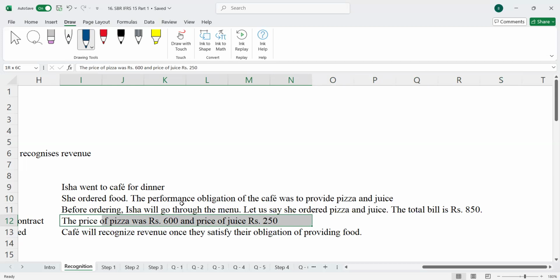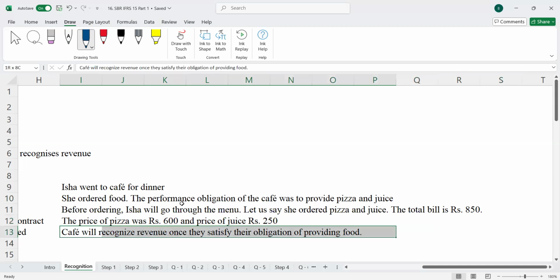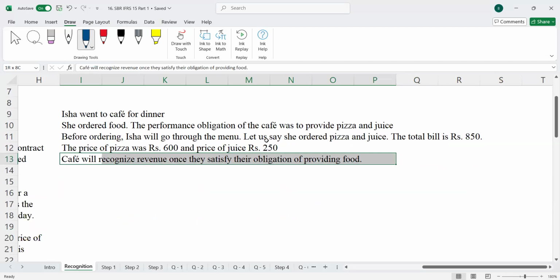Now, as and when a performance obligation is satisfied, what we do is we recognize revenue. So keep this in mind. A place where students make a mistake. I'm telling you this again. When we solve an illustration, your ideology will change.